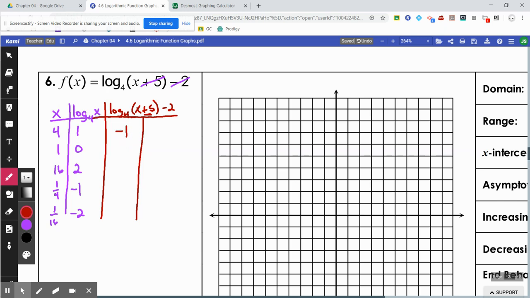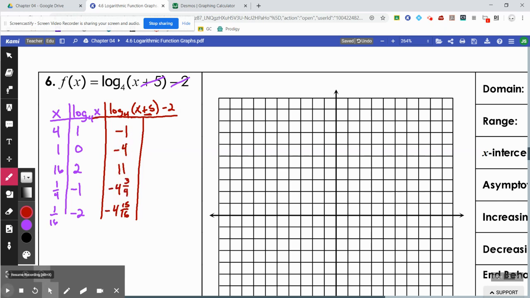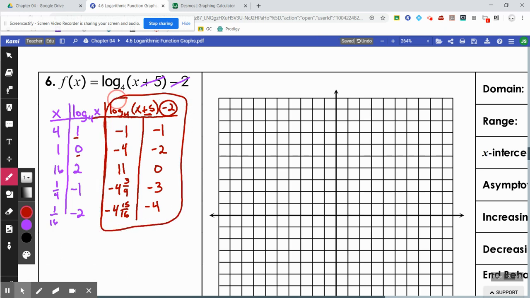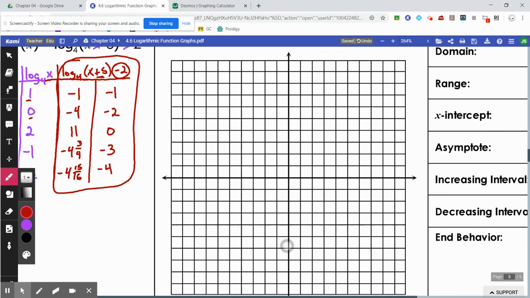4 minus 5 would be -1. 1 minus 5 would be -4, and do the same thing for all those. And then all my y values, this is a transformation down 2 units. So all my y values, I'm going to take here and just move them down 2. I'll have -1, -2, and so on and so forth. And there is my new graph. So I just use my transformations, plot those points, and that's what your graph is going to look like.